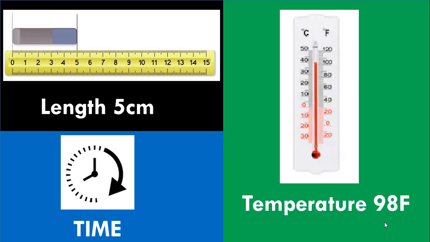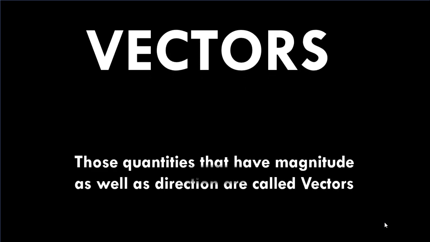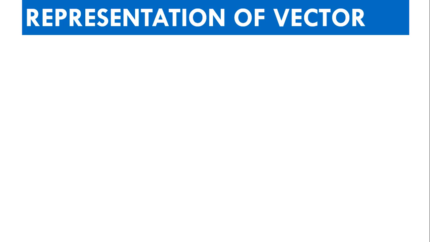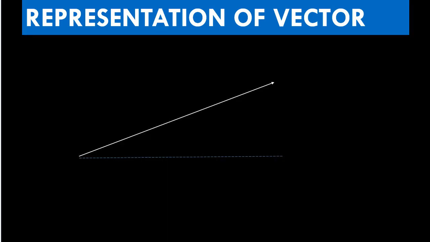However, students, in case of vectors, things are a bit different. What else do we need in case of vectors? If we define it, look, those physical quantities that have magnitude as well as direction are called vectors. And a significant thing to learn here is the representation of a vector. A vector is represented by a straight line with an arrowhead.